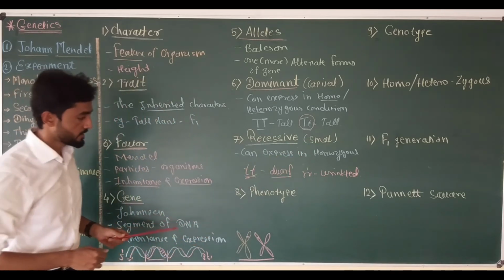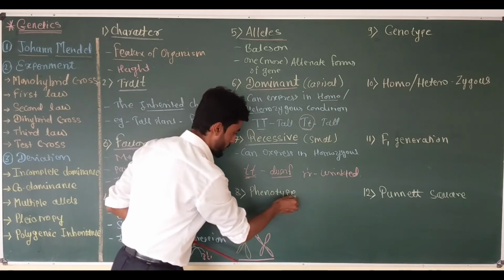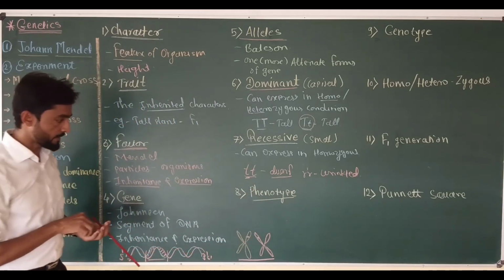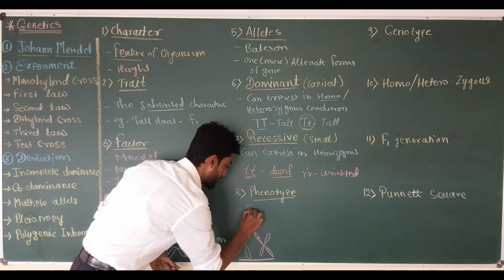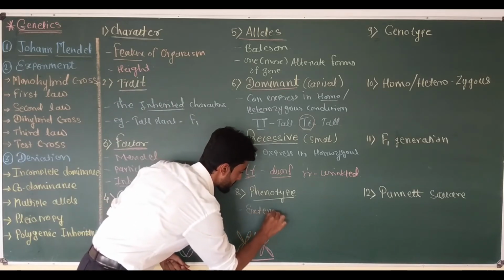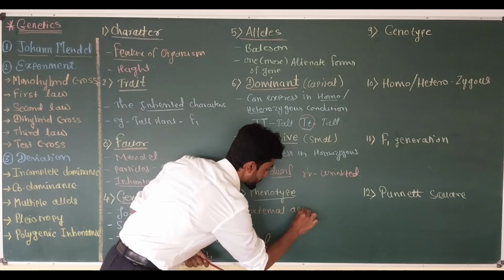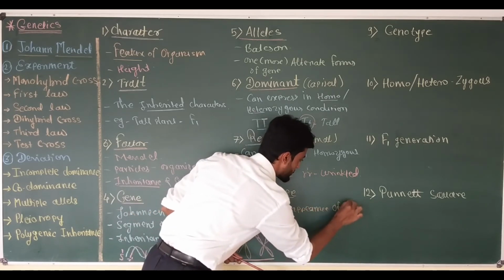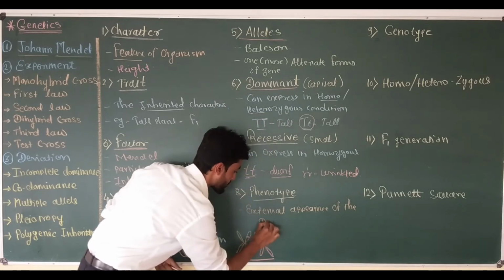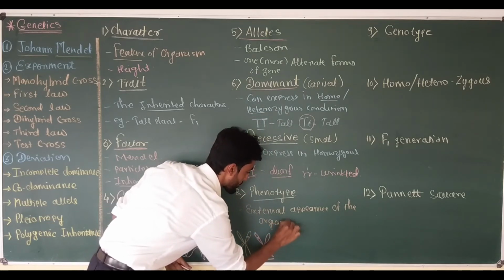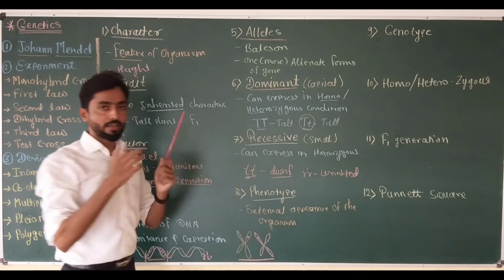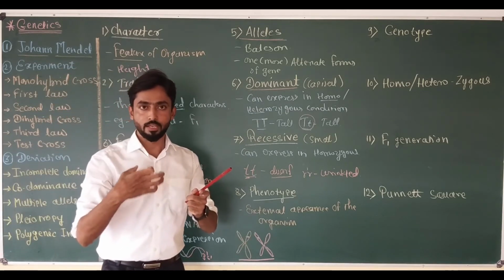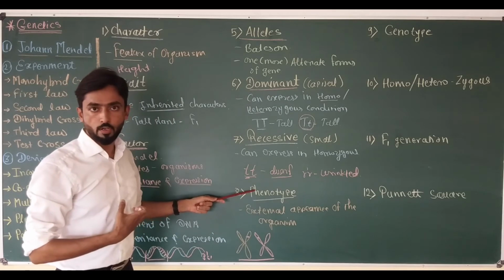Now the next thing is phenotype. What is phenotype? Phenotype is nothing but the external appearance of the organism. Okay, how exactly does the organism look from outside? It is nothing but the phenotype of the organism.